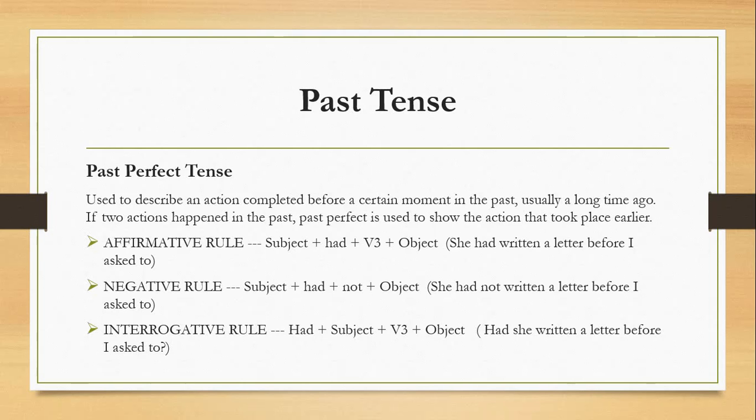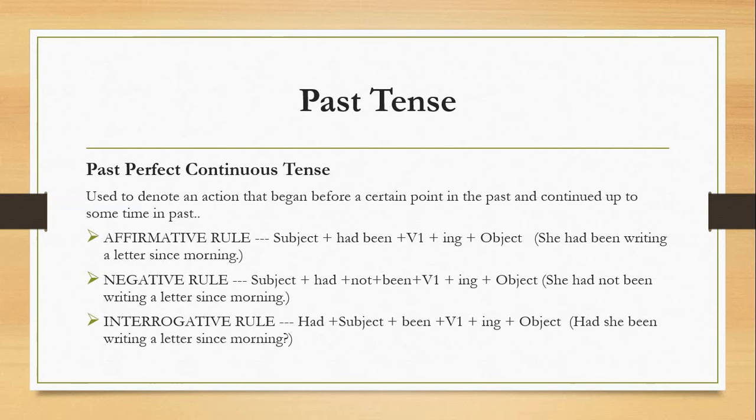She had written a letter before I asked to. Then negative: subject plus had plus not plus V3 plus object. She has not written a letter before I asked to. Then interrogative: had plus subject plus V3 plus object. Had she written a letter before I asked to? V3 is there in all the sentences.